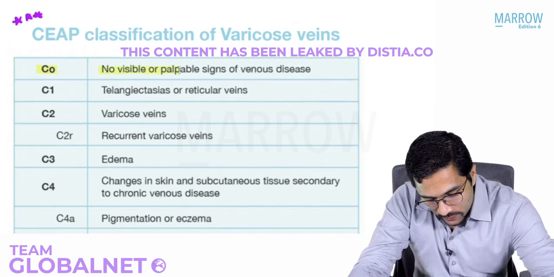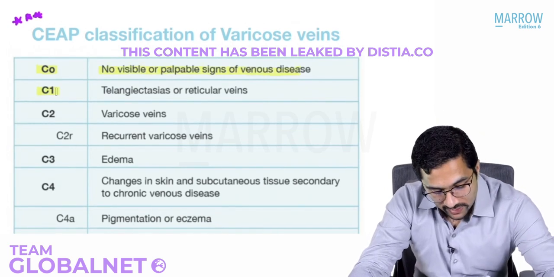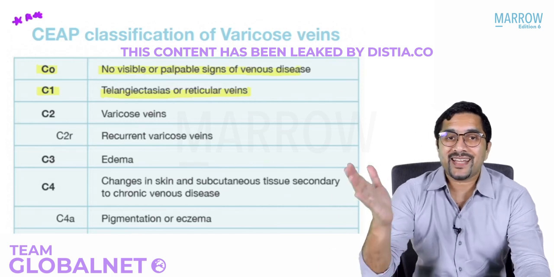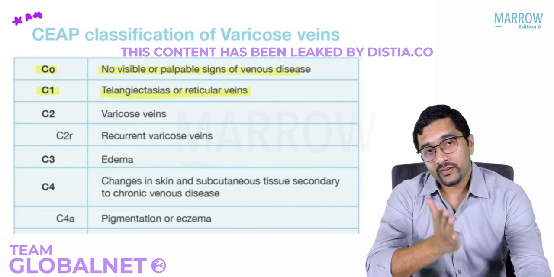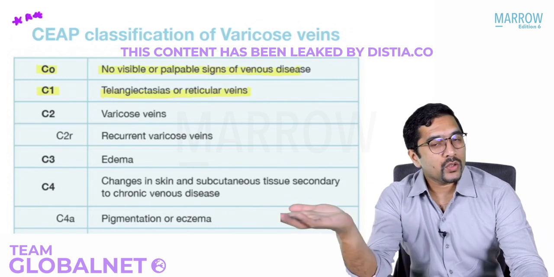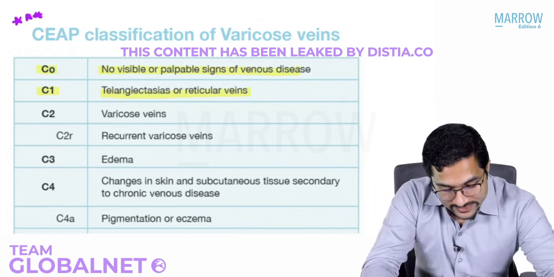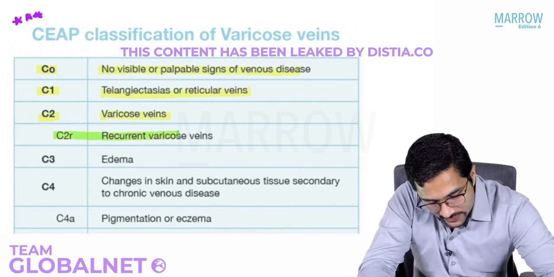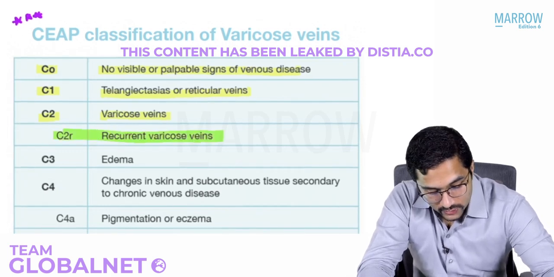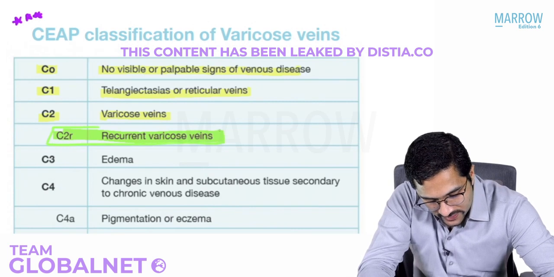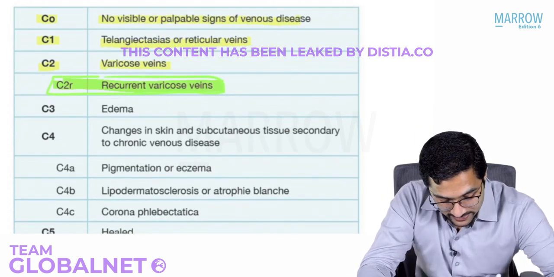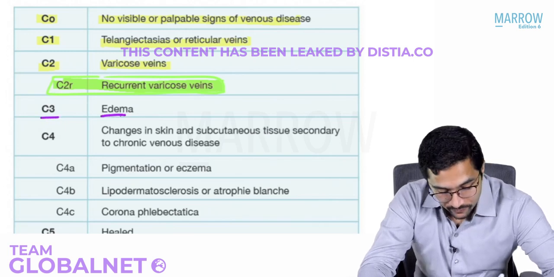C0 is no visible or palpable signs of venous disease. C1 is telangiectasic or reticular veins. We know telangiectasic veins are less than 1 millimeter. Reticular veins are 1 to 3 millimeters. C2 are varicose veins. C2R is a new category which has been added. This is recurrent varicose veins. C3 is edema.